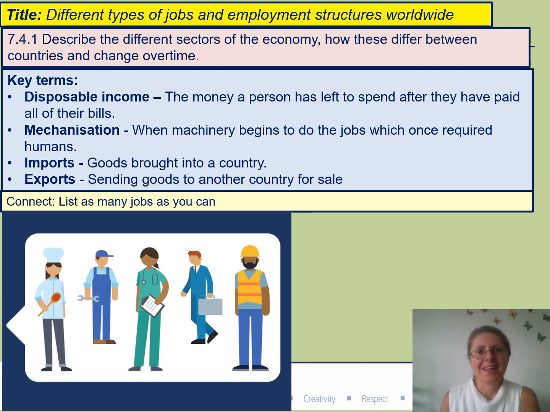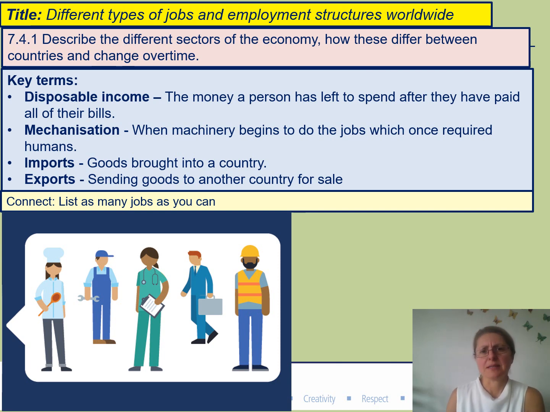Hello Year 7 and welcome to the first lesson of our new topic, the world of work. Today we're looking at the different types of jobs that can be found across the world. We're also going to see how these jobs are classified and why they fit into each classification. We're also going to look at the employment structure.